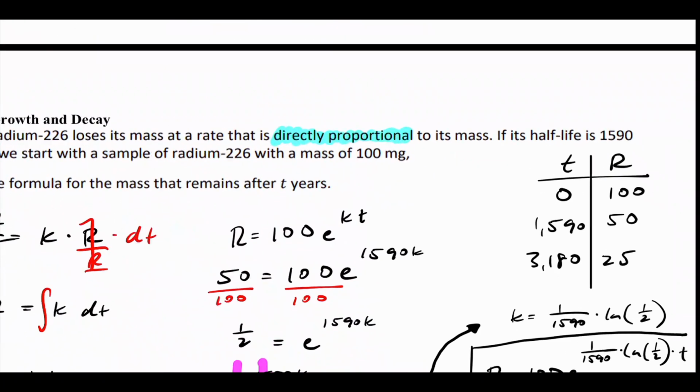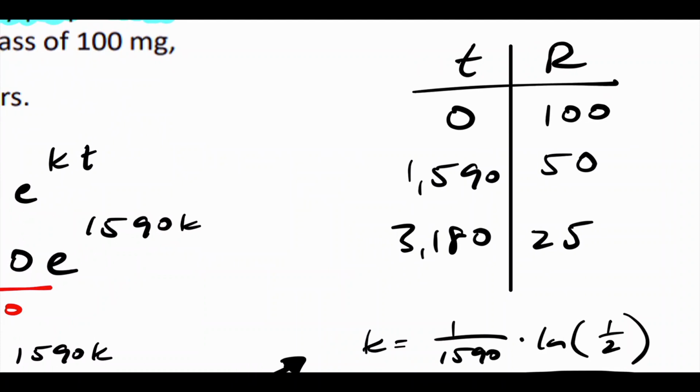but now they want to know when will the mass be reduced to 30 milligrams? Okay, so if we go to our original table, they're telling us when R is 30. So that guy's going to be right here.